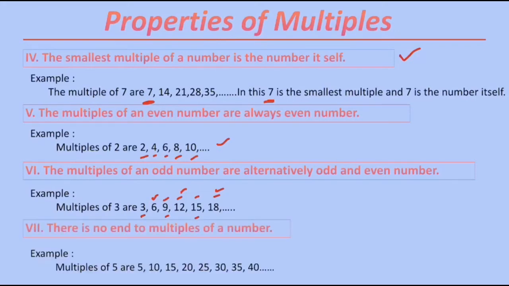And the last property is there is no end to multiples of a number. As we already discussed earlier, the multiples of any number are endless. You will keep on getting multiples for any number when you multiply with another number. For example, here we are seeing the multiples of 5. Multiples of 5 are 5, 10, 15, 20, 25, 30, 35, 40 and 45 and so on.